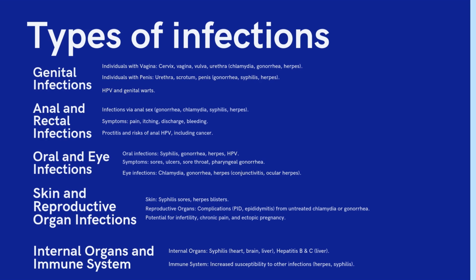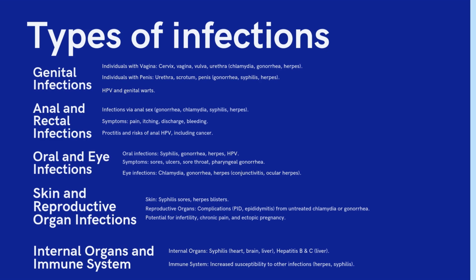Certain STDs can progress to affect internal organs if left untreated. So, for example, syphilis can enter a latent stage and over time cause severe damage to vital organs, including the heart, brain, liver, and nerves, potentially leading to cardiovascular complications, neurological issues, or even death. Hepatitis B and C, although primarily affecting the liver, are often classified among STDs because they can be transmitted through sexual contact. These infections can cause liver inflammation, scarring, or cirrhosis, liver failure, or liver cancer.